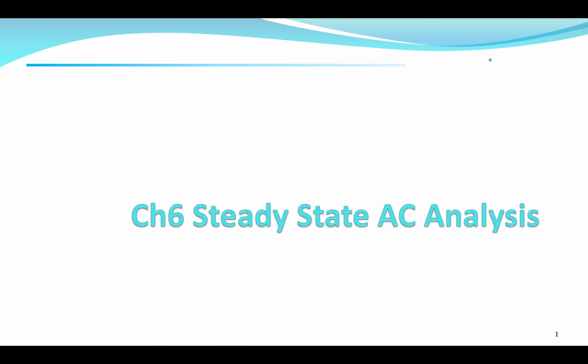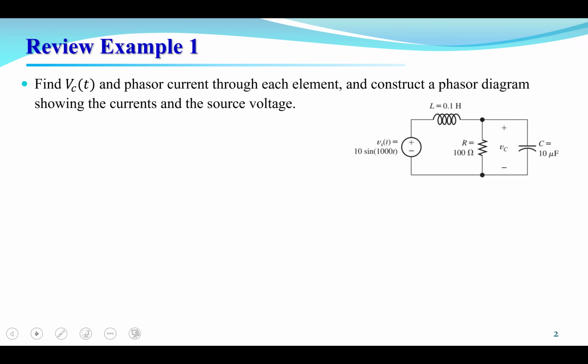Hi everyone, we are reviewing the problems in Chapter 6, Steady-State AC Analysis. First, we look at this example. In this example, it has an AC voltage source, an inductor, a resistor, and a capacitor. And it asks you to find VC(t), which is the voltage across the capacitor, and also the phasor current through each element, and construct a phasor diagram showing the currents and the source voltage.